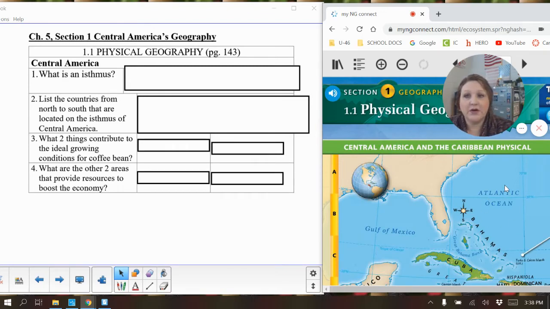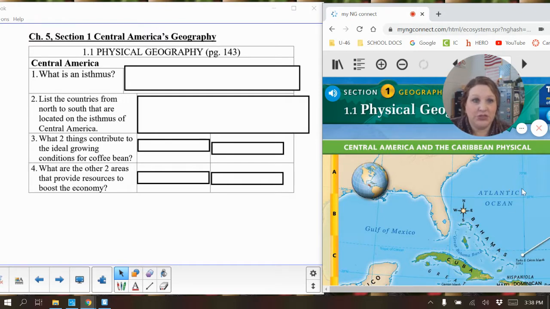Hello students, we are going to be continuing in our Latin America geography information, and so we are going to move into information about Central America. So our three subregions of Latin America are Mexico, Central America, and South America. So we already talked about Mexico's geography, so now we're going to talk about Central America's geography.